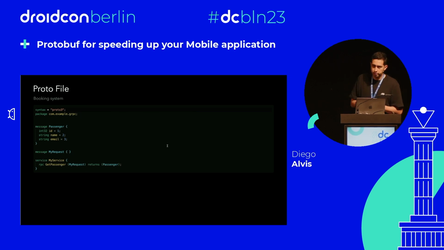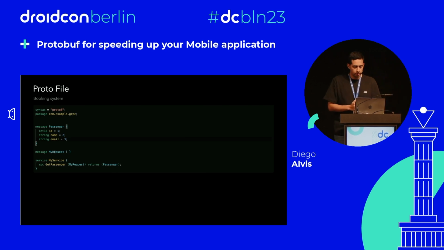Then you have the package, which is the identifier for the service. And here I have defined the passenger. The passenger will have an ID in the first position, name in the second, and email in the third. And I'm going to have a request. And finally, the service will define all the calls that your schema will have in the communication. I'm just going to have one, which is get passenger. I'm going to send the request, and it will return the passenger object.